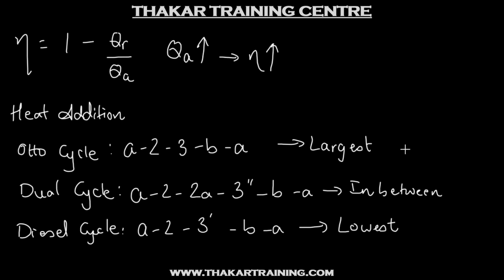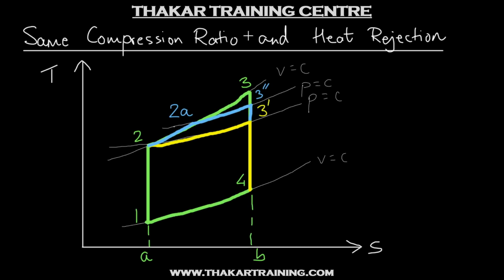So clearly the Otto cycle will have the highest efficiency and this one will have the lowest efficiency. Right? So the cycles compare as: Otto cycle efficiency more than dual cycle efficiency more than diesel cycle efficiency. Dual cycle once again is in between both Otto and diesel cycles. So I hope you have followed this second comparison, that is, the cycles which have the same compression ratio and heat rejection.